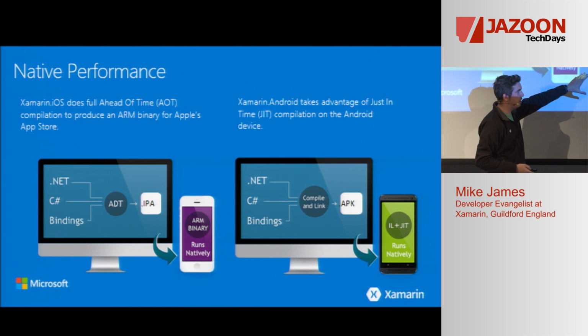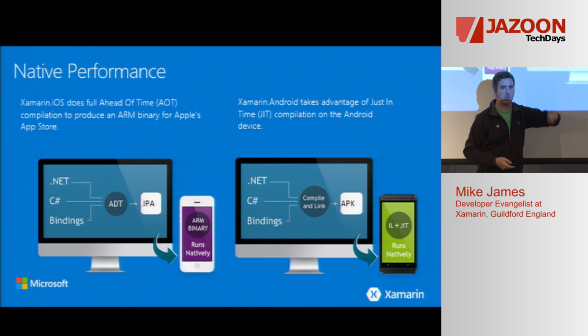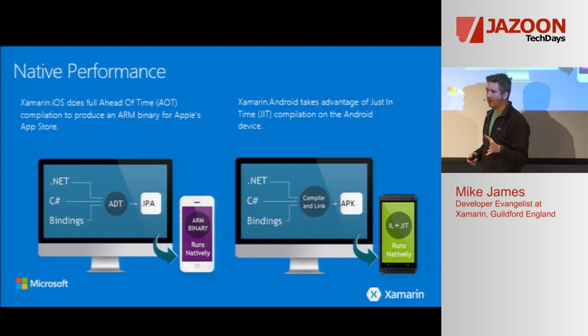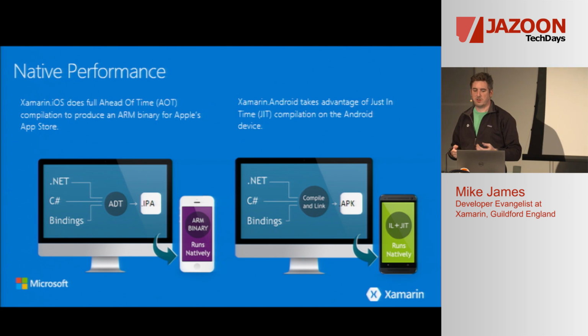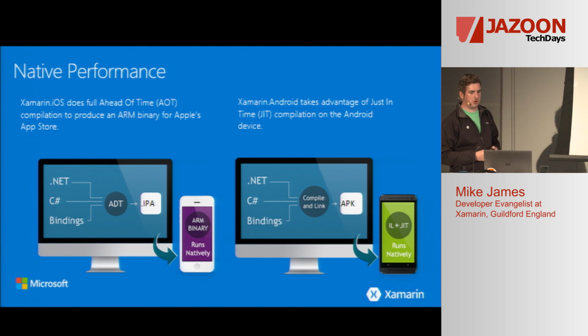Now, you can do ahead of time for Android as well. It's just a checkbox within the build properties in Visual Studio or Xamarin Studio. But most applications that are built with Xamarin, as of today, will JIT on Android.